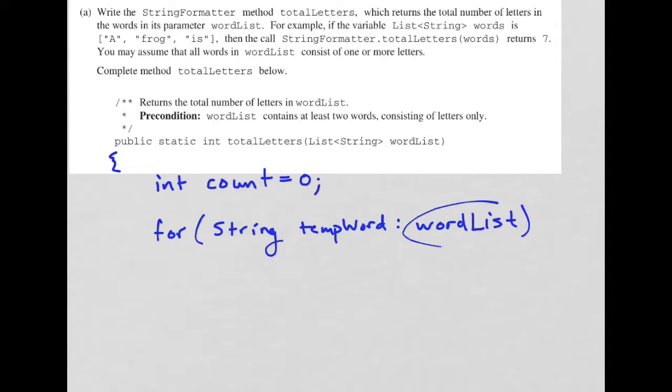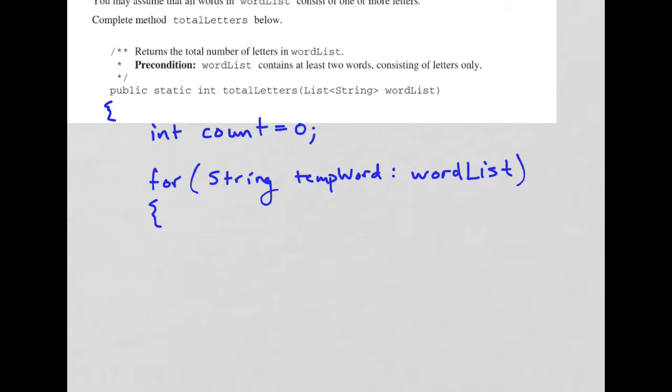For each string in word list, we're going to store it into temp word, and I want the length of that temp word. So I'm going to look at each temp word and get the length. So count gets, now I could say, so don't write this down because this is not complete, temp word, and it's a string, so I can say temp word dot length.